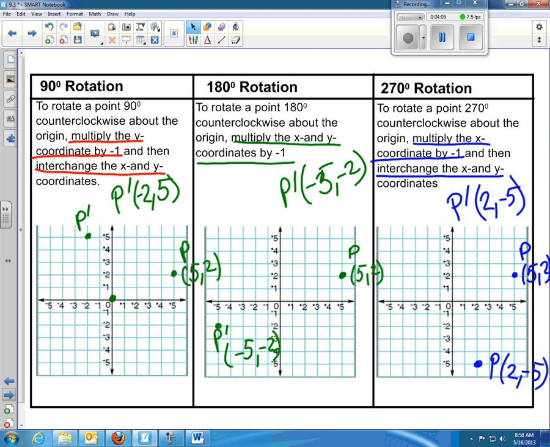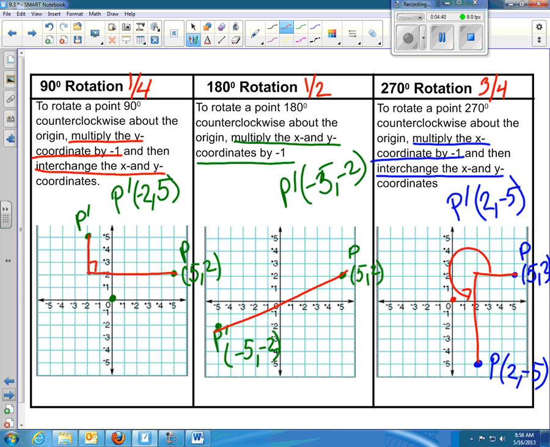Now you're going to want to think about this. A 90-degree rotation, we are going about a quarter of the way around the graph. So notice we have 90 degrees right here. And if we have our 180 degrees, we are going halfway around the graph. So see that straight line? And then our 270-degree rotation is 3/4 of the way around the graph. So here's our origin, and we're going this direction. So that's our 270-degree rotation.